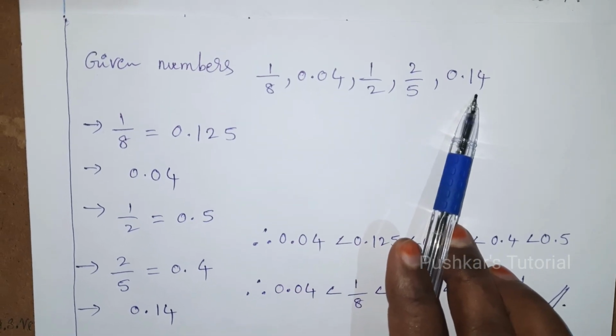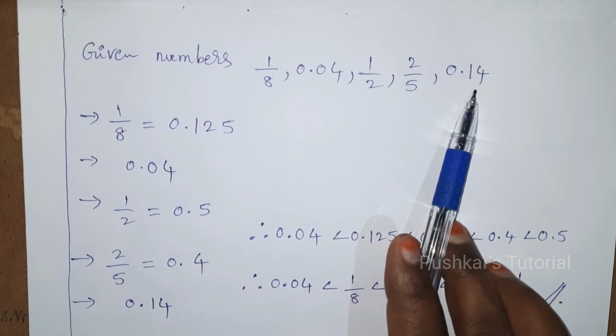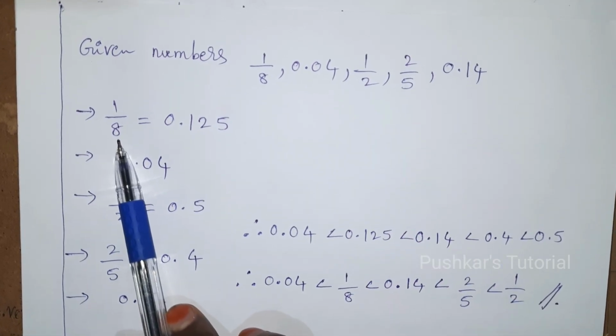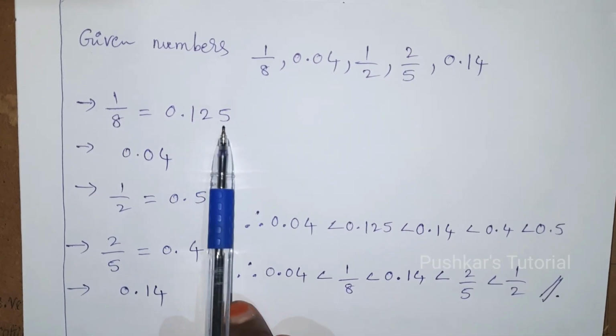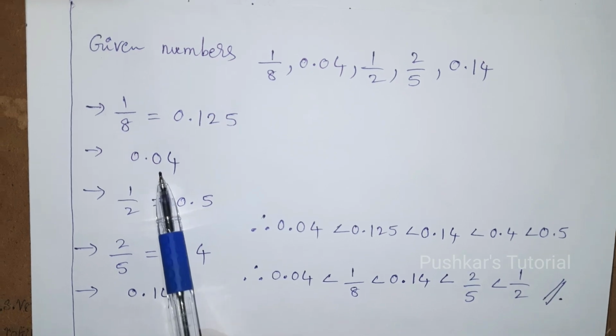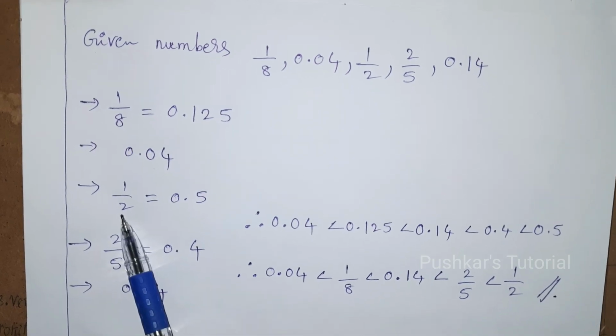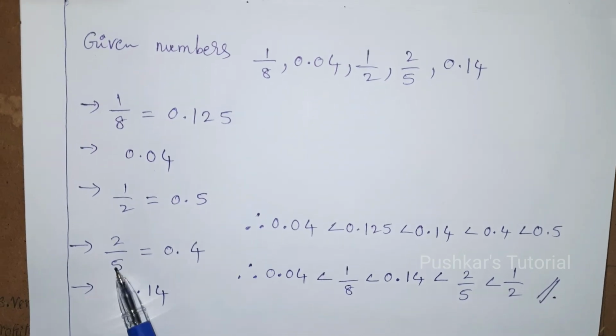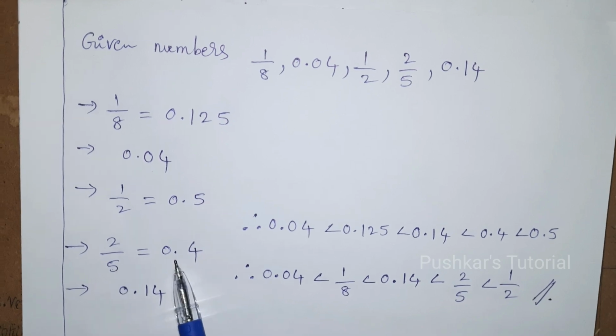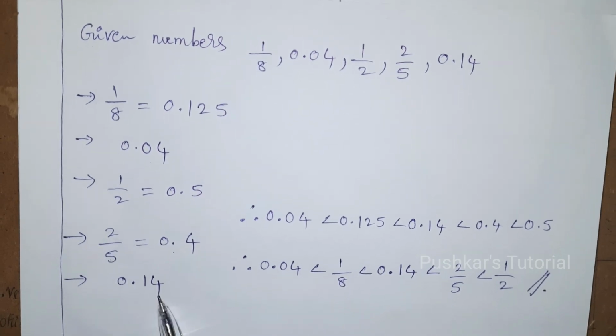To write ascending order, all should be in decimal. So converting into decimals, 1 by 8 is equal to 0.125. Second one, he gave decimal only. Third one, fraction again. 1 by 2 means 0.5. Fourth one, 2 by 5 fraction. So converting into decimal, 0.4. Fifth one, as it is.